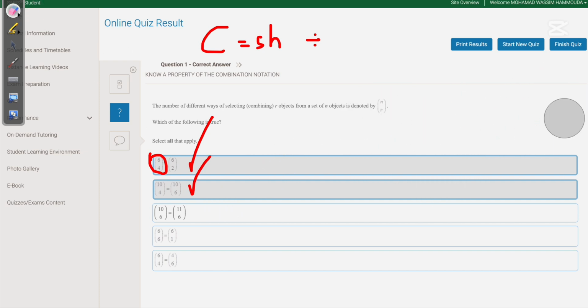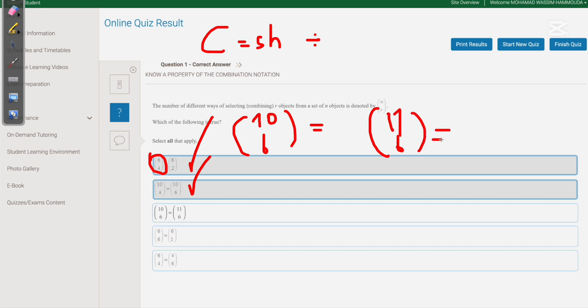Now 10C6 and 11C6. Sorry for the bad handwriting. 10C6 is, as we said last question, 210, while 11C6 is 462. So this is incorrect.